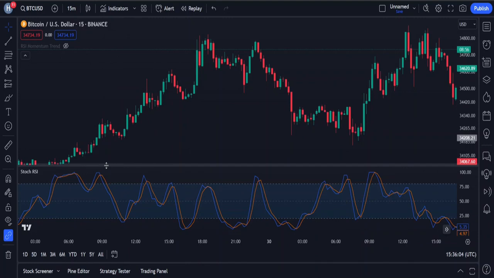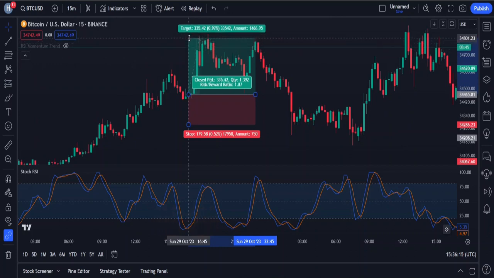Whenever both the lines are below the 20 level and the blue line crosses above the orange line, this is a signal to open a buy position. For example, here we see we got a buy signal, so we could have opened a buy trade here.